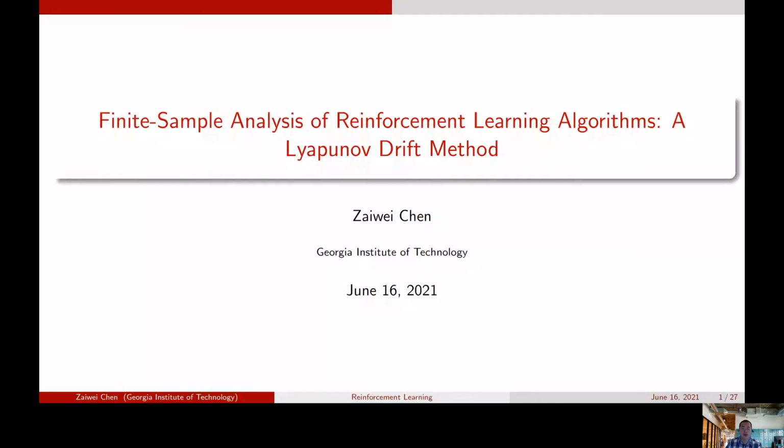Hello everyone, welcome back to part 2 of this tutorial. In this part, we'll present how to use the Lyapunov drift method to derive finite sample bounds of reinforcement learning algorithms.